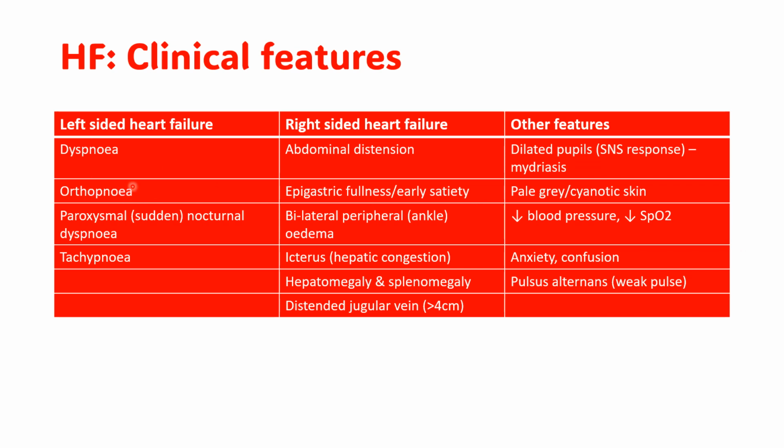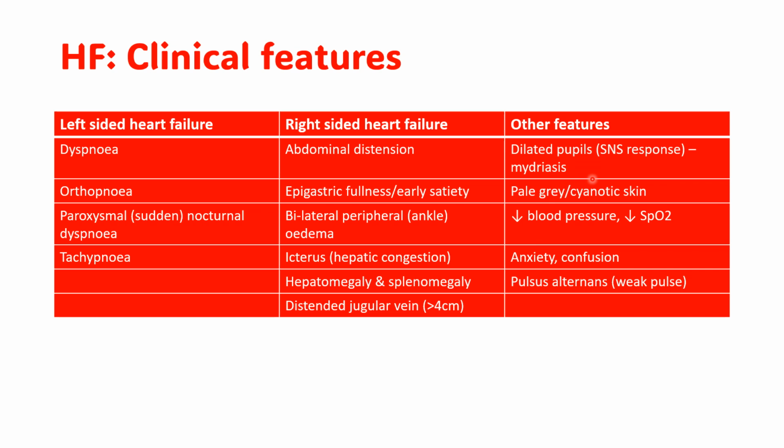And dyspnea: initially this is on exertion, so after activity, and eventually it can progress to being at rest. Then we have some other features here. For example, the sympathetic nervous system response to try and compensate for the problems is going to lead to mydriasis, so dilation of the pupils. Patients might also look pale grey. They might be cyanotic, so the skin might have a blue tinge.